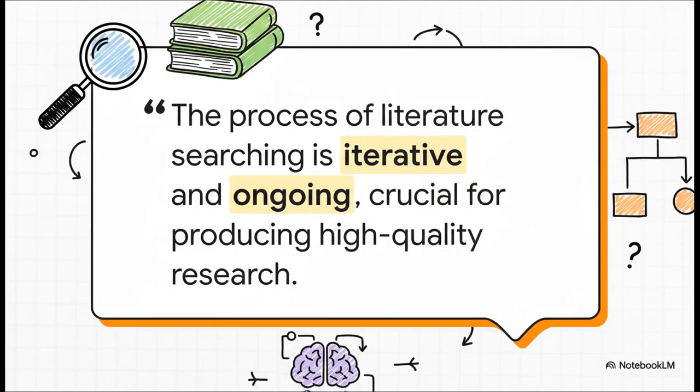And one last, really crucial thing to remember. A literature search isn't something you just do once and then you're done. It's an iterative process. It's a cycle. The more you read, the more you learn, and the smarter your next search becomes. It's a living, breathing part of doing high-quality research.